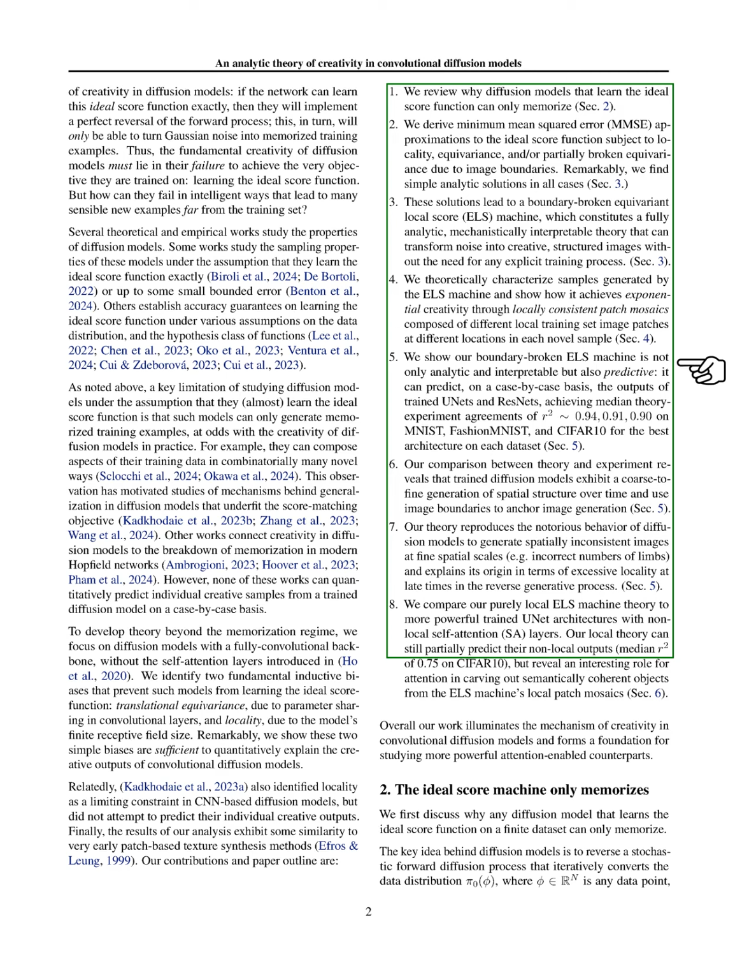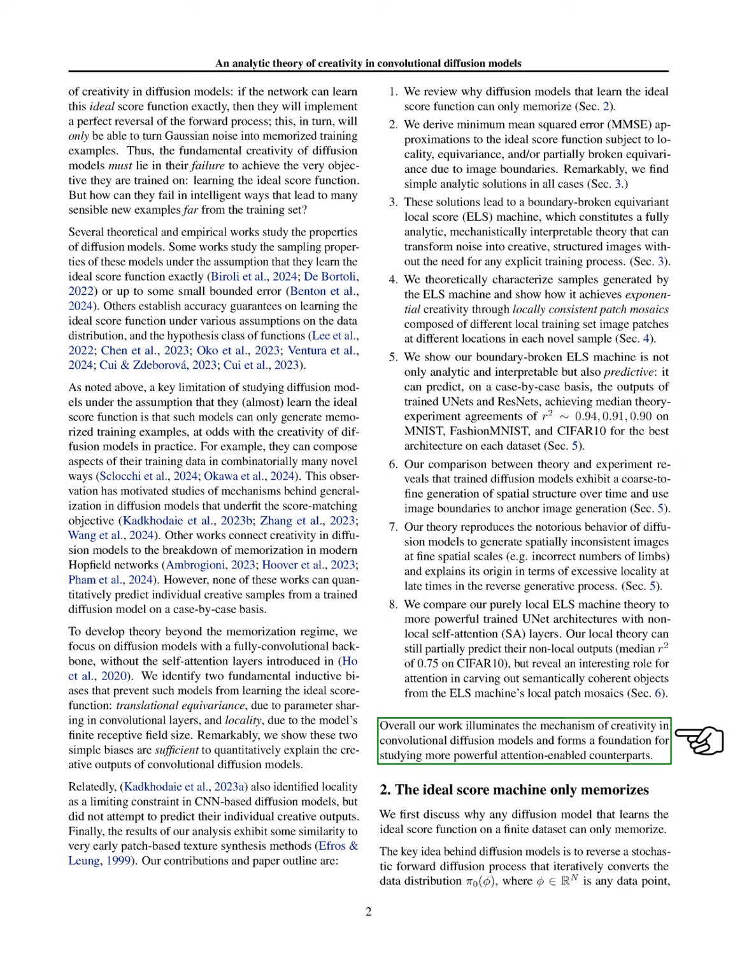Finally, we compare our local ELS machine theory to more advanced UNet architectures with non-local self-attention layers, finding that our local theory can still partially predict their outputs while highlighting the role of attention in creating coherent objects from local patch mosaics. Overall, our work sheds light on the mechanisms of creativity in convolutional diffusion models and lays the groundwork for studying more advanced attention-enabled models. Section Summary.